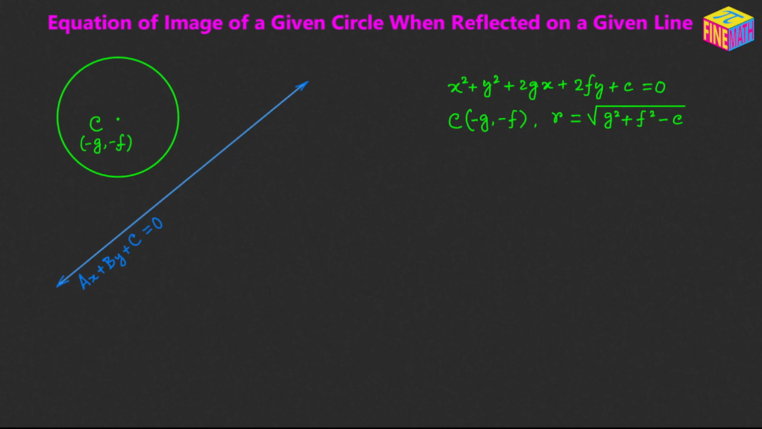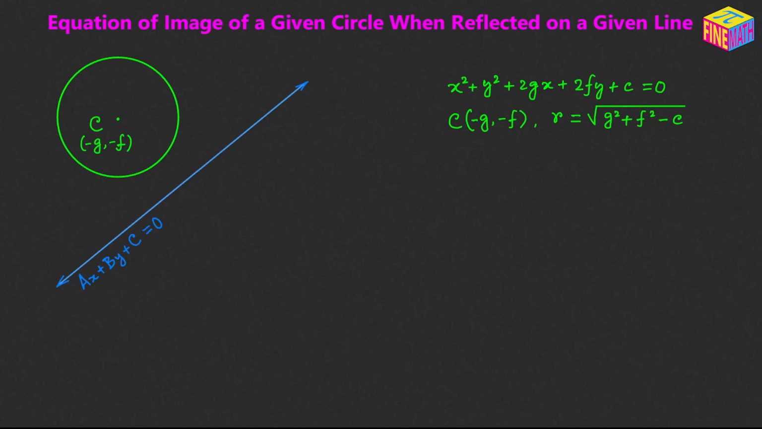Here A, B and C, they all are in uppercase, and in the equation of the given circle the constant term is a lowercase c, and in the equation of the straight line the C is an uppercase C. According to the law of optics in physics, we know that each and every point on this circle will be at the same distance from the straight line on the other side of the line when reflected on this mirror. That means the radius of this circle will remain same in the image. That means the radius of the image will be same as the radius of the original circle. The only thing that's going to change is the center of the circle.